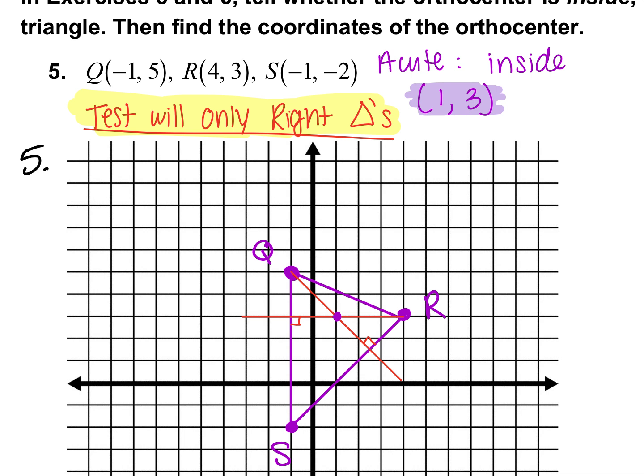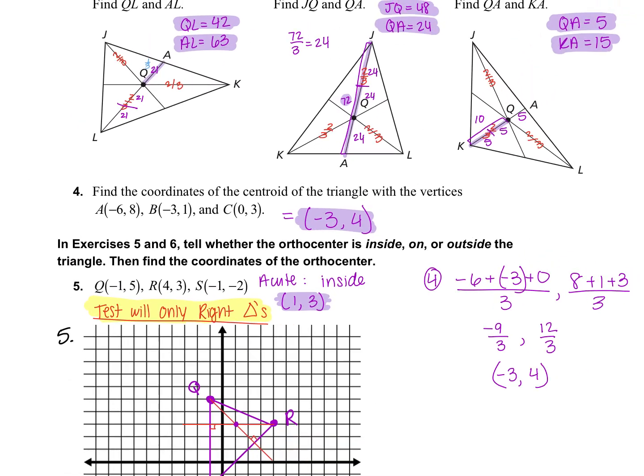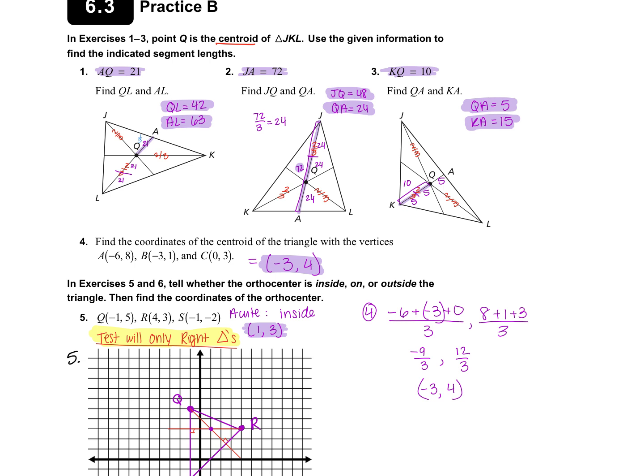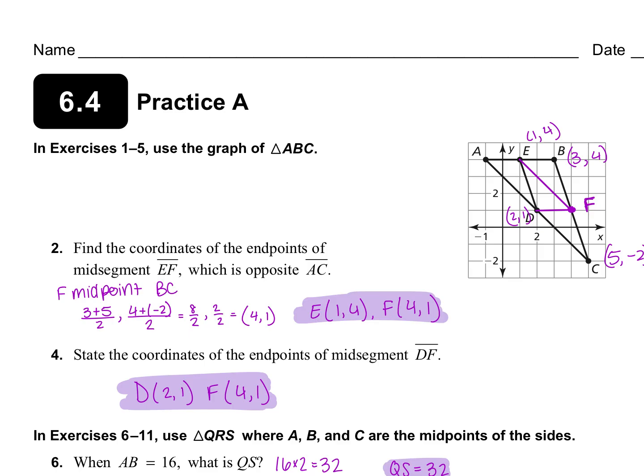Jonah, do you have a question? No. Okay. All right. Any questions on 6-3? We're good with 6-3? Okay, let's go ahead and go to 6-4.